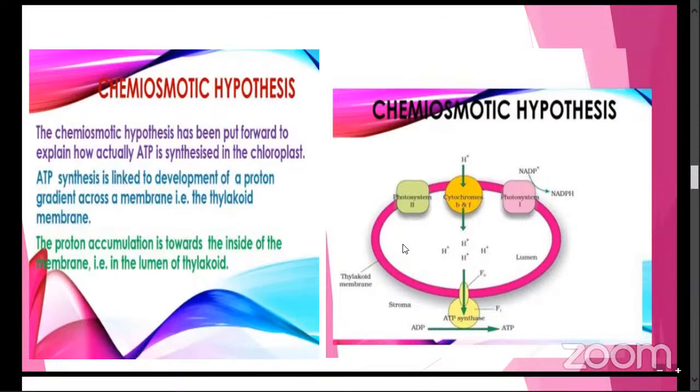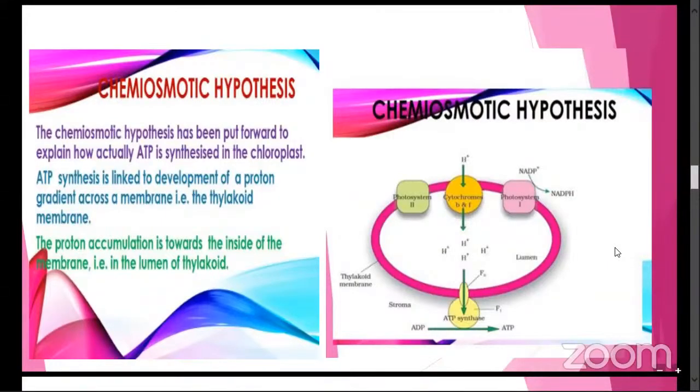These both situations help in increasing the proton concentration in the lumen. This is very clear: high concentration in the lumen and low concentration in the stroma. So in this situation, protons show interest in coming out into the stroma again. That means a concentration gradient is situated between lumen and stroma. So from high concentration to low concentration, these proton molecules show interest in coming out into the stroma.